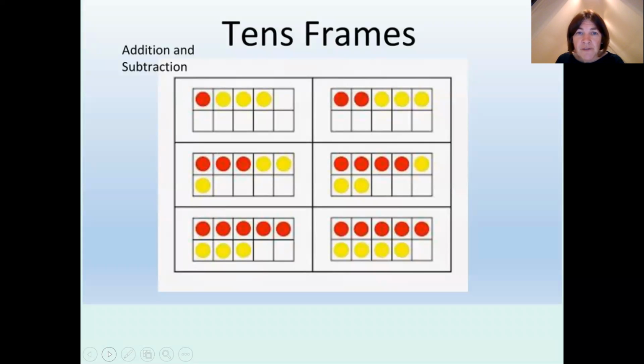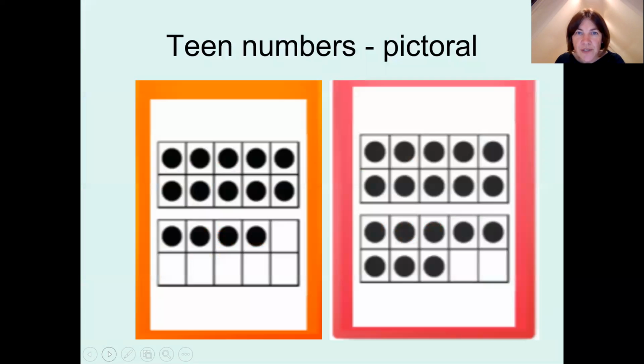And then year 1, we very much use 10 frames. So they have the 10 frames sort of laminated. They're using double-sided counters. They're red on one side, yellow on the other, which is really useful for addition and subtraction. So they might start off very simply with 2 add 3. So I've got 2 red and 3 yellow. What have I got all together? And then we can use them as a picture. So this then might be a picture that they're looking at.